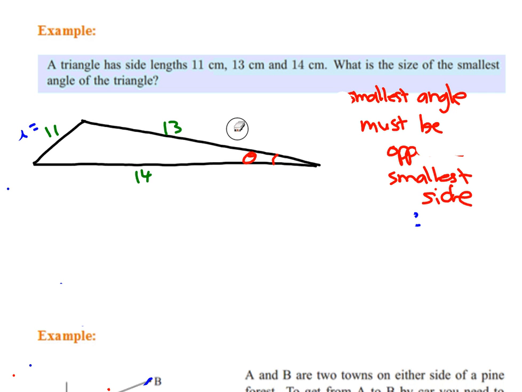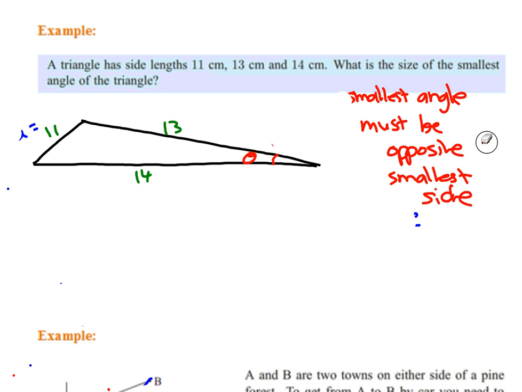I drew it in an exaggerated way just so you can point out the shortest side, the longest side, and the middle length side. Because I've drawn it so exaggerated, it helps you to see the smallest angle would be this tiny little angle over here. That's a big obtuse angle. That's an acute angle, but it's clearly bigger than this angle. So a clue is the smallest angle must be opposite the smallest side.